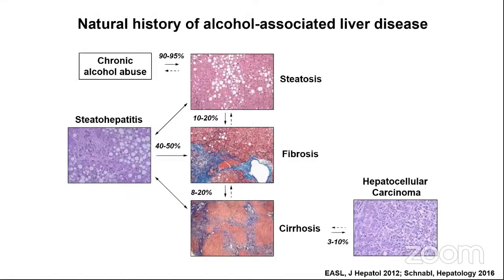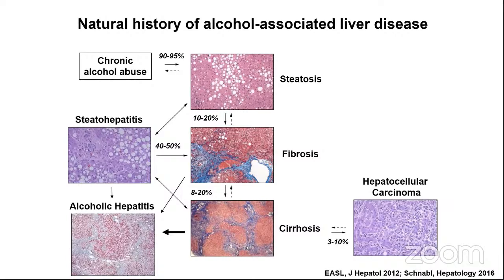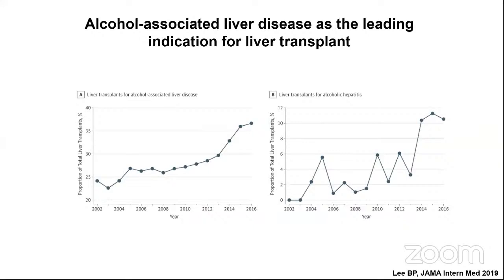As you know, if somebody drinks alcohol chronically, the patient will eventually end up with hepatic steatosis. However, the minority of patients will advance to more progressive liver disease, including steatohepatitis, fibrosis, or cirrhosis. We have one special entity which arises predominantly in patients with an underlying cirrhosis, which is called alcoholic hepatitis. Alcoholic hepatitis still has a very high 90-day mortality, and there is currently no effective therapy available. The number of liver transplantations for alcohol-associated liver disease is rising, and the number of liver transplants for alcoholic hepatitis is also increasing, especially over the last several years.